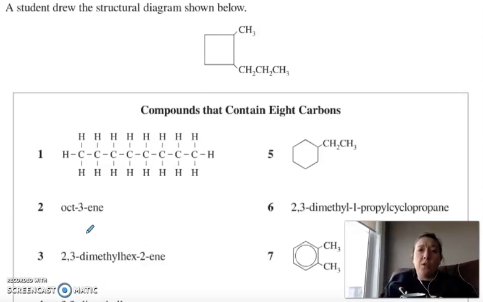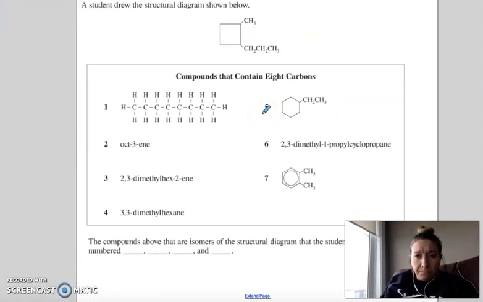Okay, a student drew the structural diagram shown below. So we have this compound here. Now, it says compounds that contain 8 carbons. So we have 7 different compounds. The compounds above that are isomers of the structural diagram that the student drew are numbered. So I want to think about what's an isomer. We've talked about an isomer before.